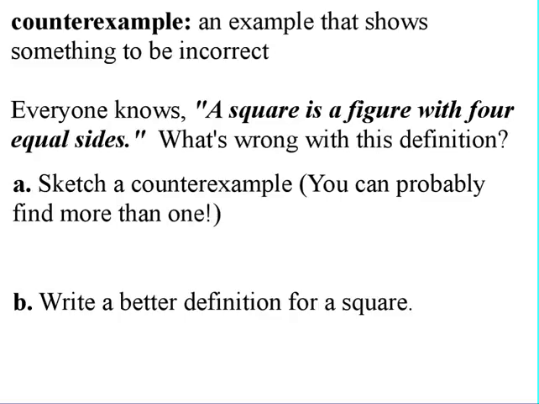So let's look at the statement. Everyone knows that a square is a figure with 4 equal sides. I mean, you all know that. But what's wrong with this definition? So what I want you to do is I'm going to give you about 30 seconds to a minute to sketch a counterexample. And then with that in mind, I want you to write a better definition for a square. You need to figure out if you can draw a figure with 4 equal sides that's not a square, and then come up with a better definition for a square.